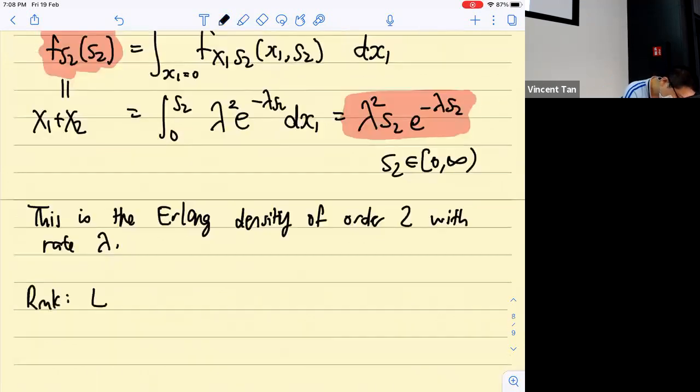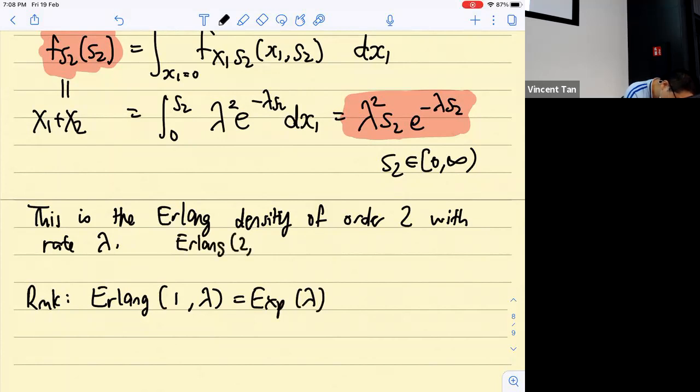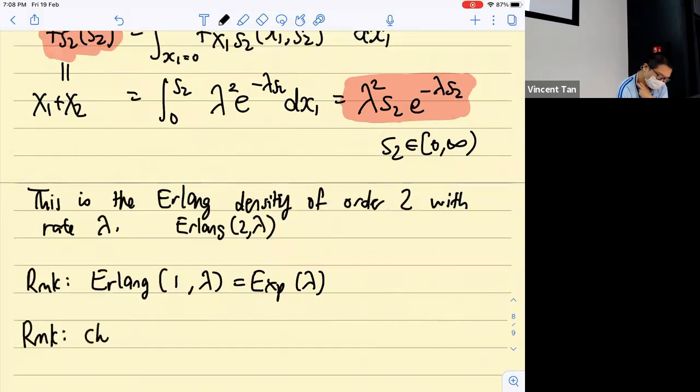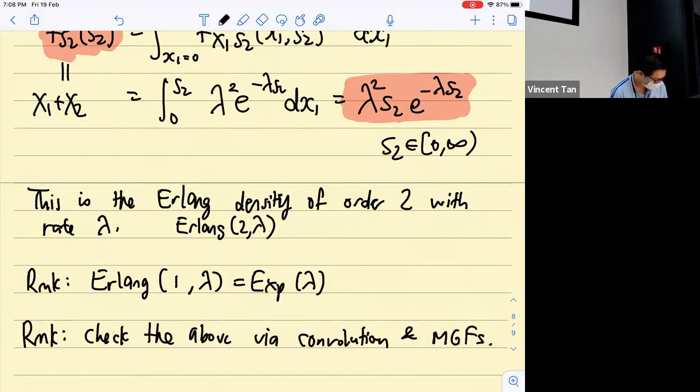Remark. Maybe I will create my own notation so I don't write so much. Erlang density of order 1 with rate lambda is nothing but exponential lambda. So we call this Erlang 2 lambda. I do not know whether Wikipedia does this, but I think this notation is fine. So the Erlang of order 1 with rate lambda is exactly exponential lambda. Good students will check the above via convolution and Laplace transforms or MGFs. Homework, okay?